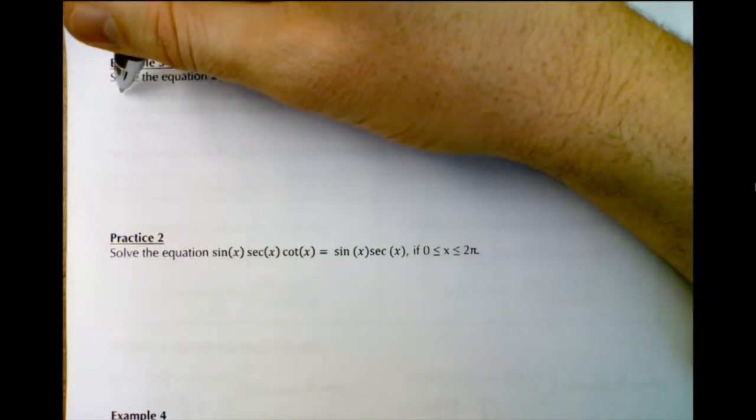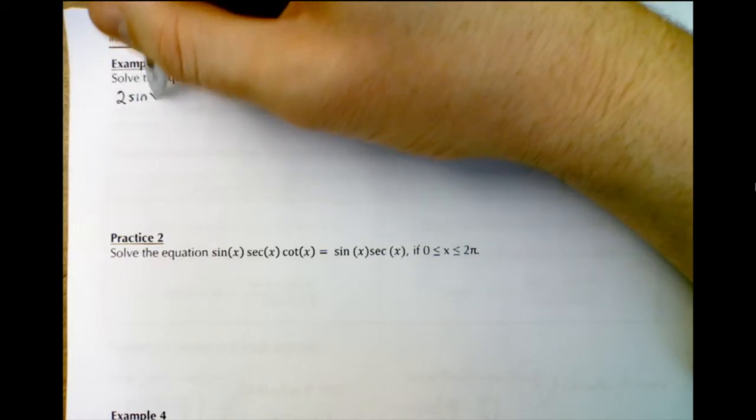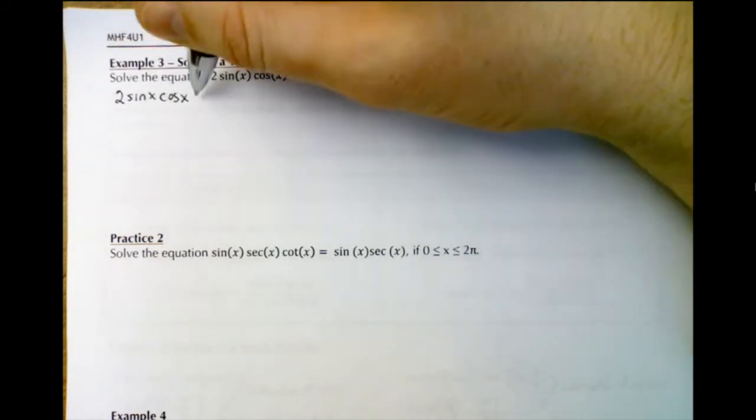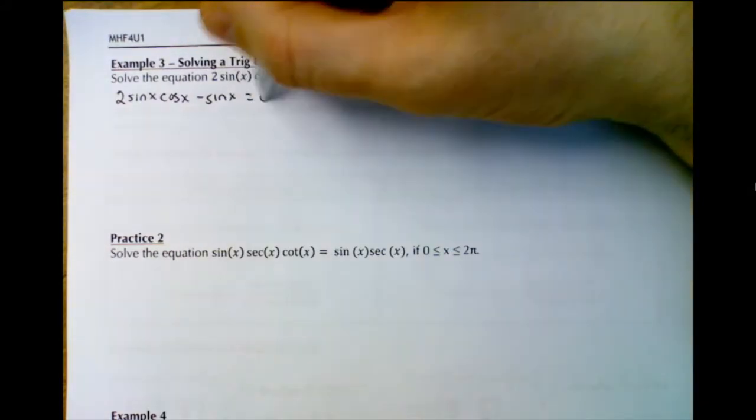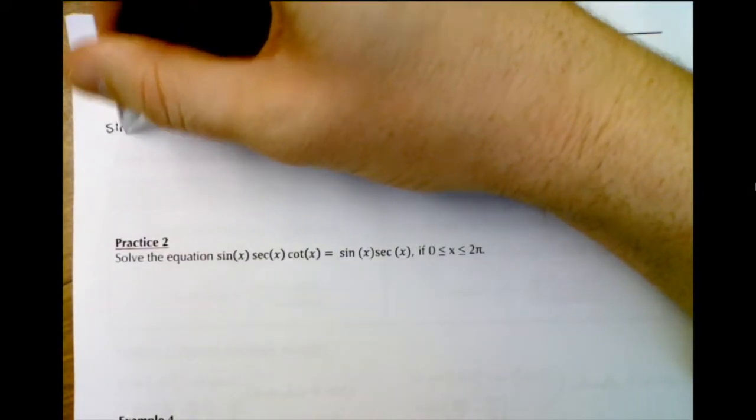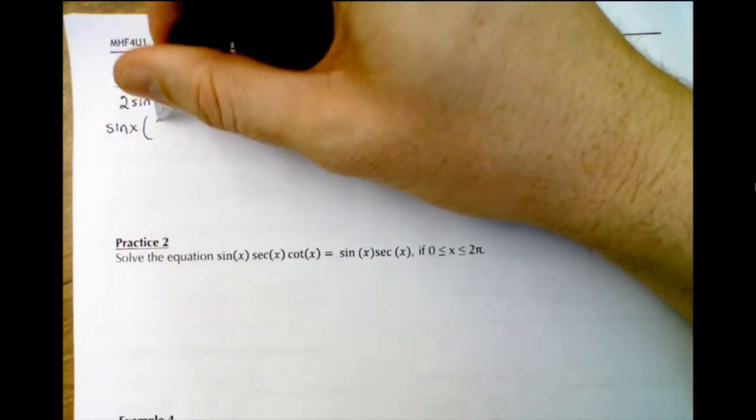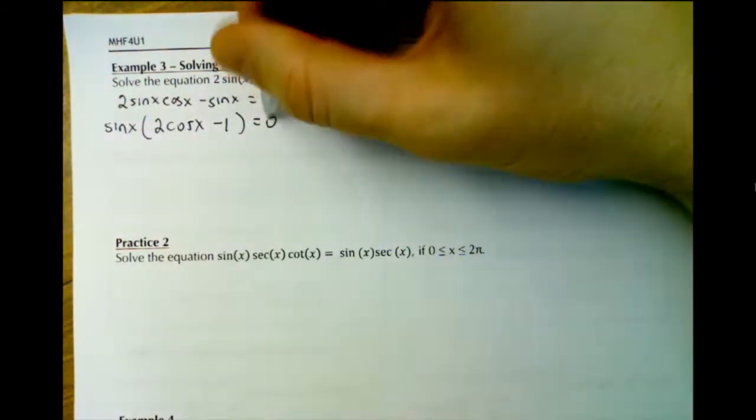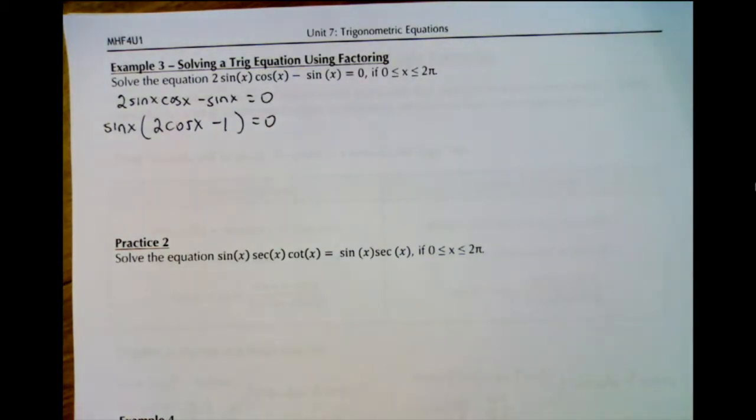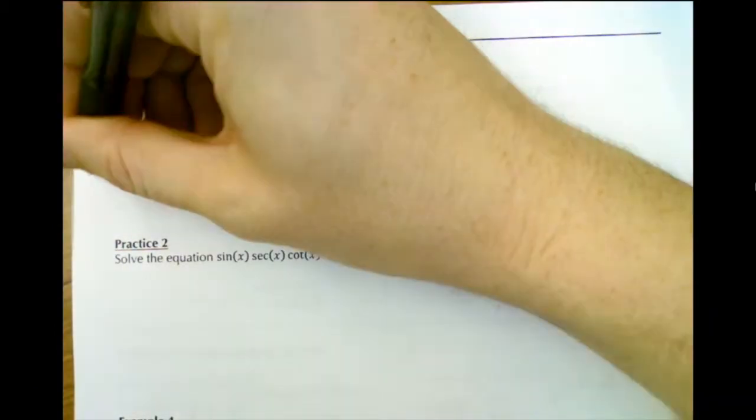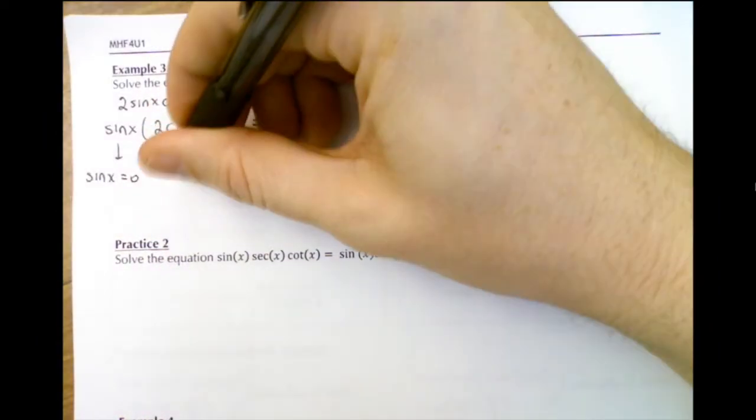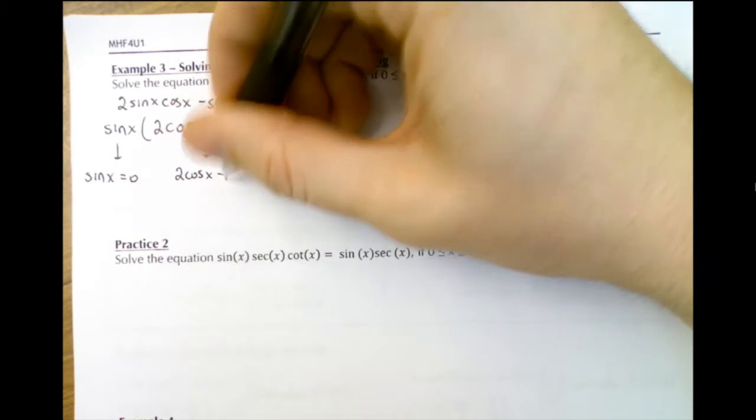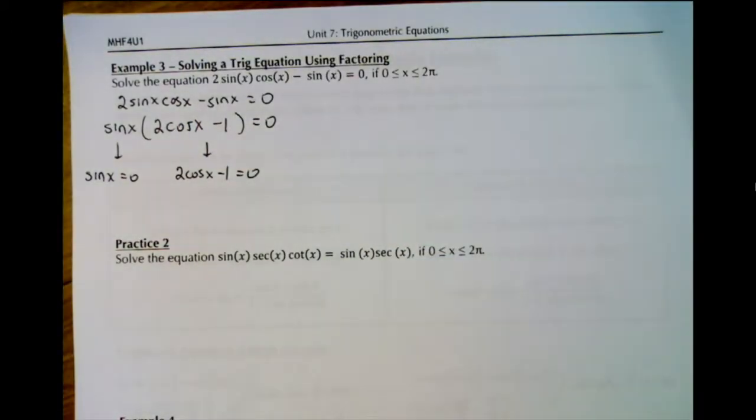So instead of 2 sine x cos x minus sine x equals 0, we can common factor out sine x. And we're left with 2 cos x minus 1 equals 0. And now to solve this, you're looking for where sine x equals 0, and where 2 cos x minus 1 equals 0. So now you're just solving 2 different linear trig equations.